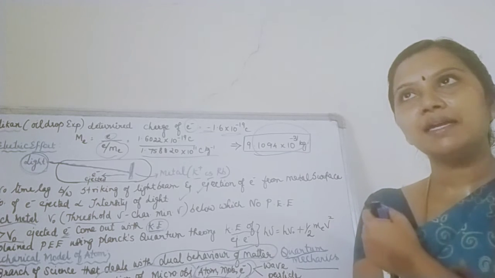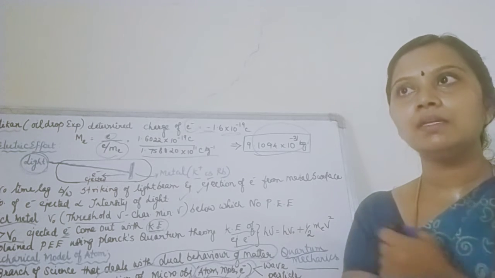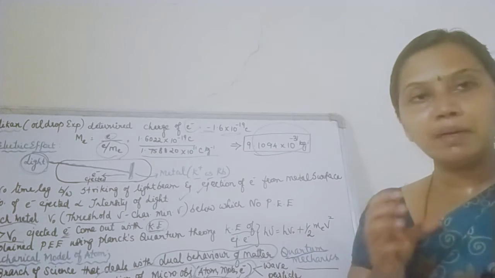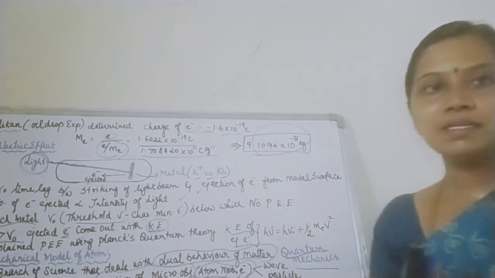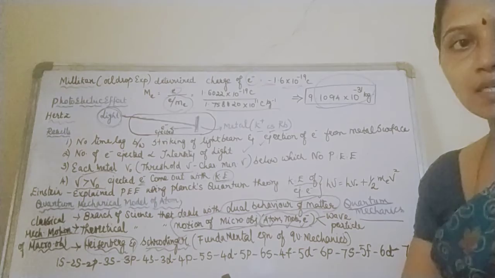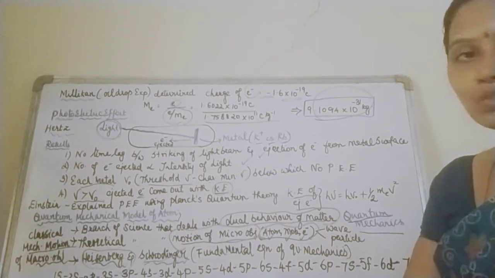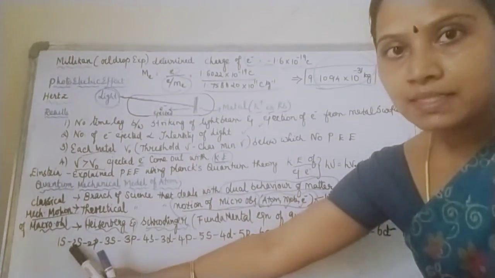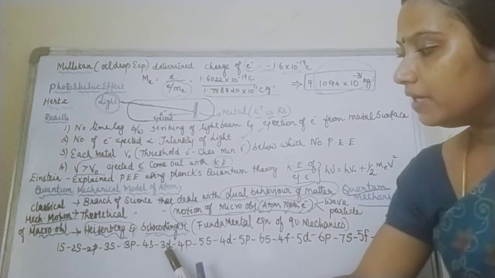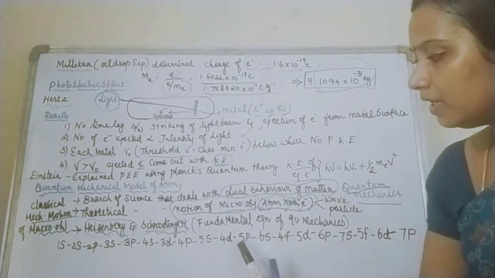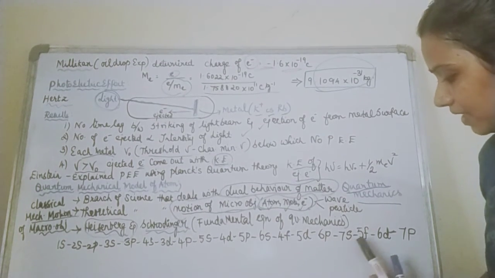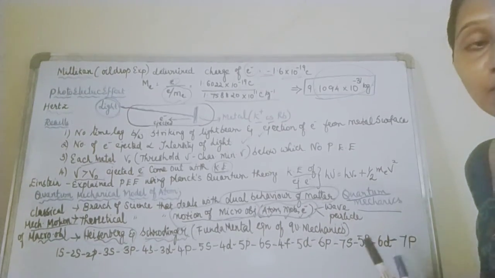Suppose you know nitrogen's atomic number is 7, then how will you fill that? As I told you, you need to remember a sequence. Okay, what is that sequence, children? This is the sequence which you are supposed to memorize. How will you fill the electrons in these orbitals? 1s, 2s, 2p, 3s, 3p, 4s, 3d, 4p, 5s, 4d, 5p, 6s, 4f, 5d, 6p, 7s, 5f, 6d, 7p.